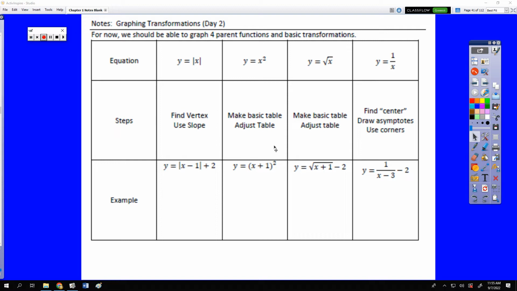Again, when we are looking at parent functions, we're talking about the function on which all other similar functions are based. So one thing here, we are not going to be using these other things. We're always going to be making a basic table and then adjusting that table using the values of A, H, B, and K. So we're going to do 4 examples here.